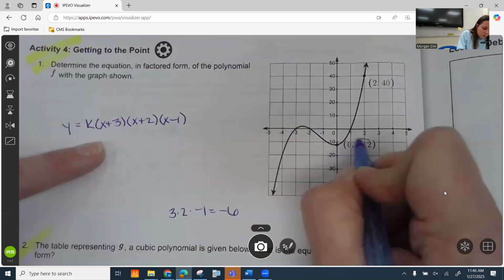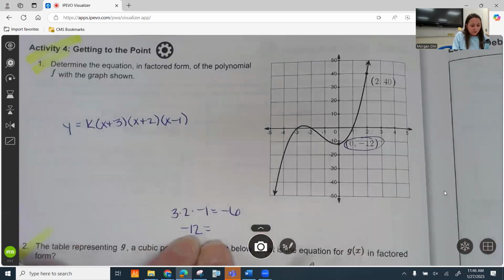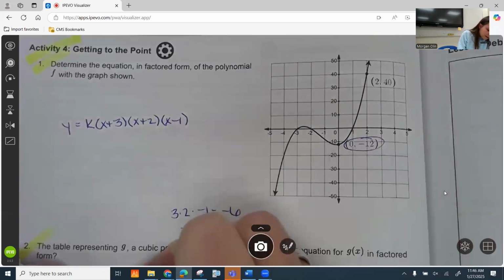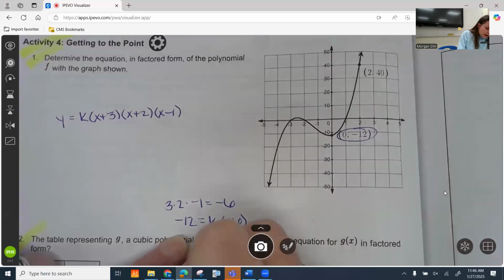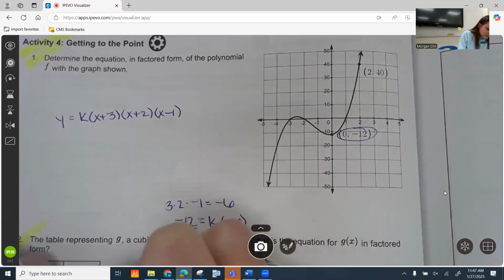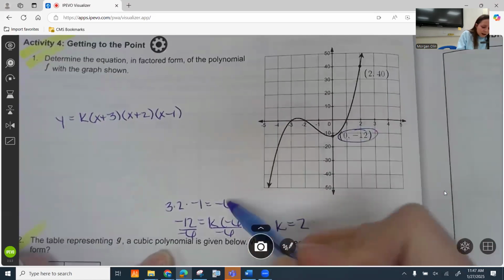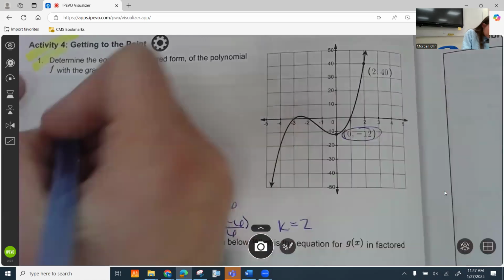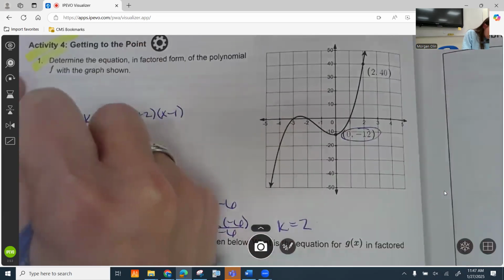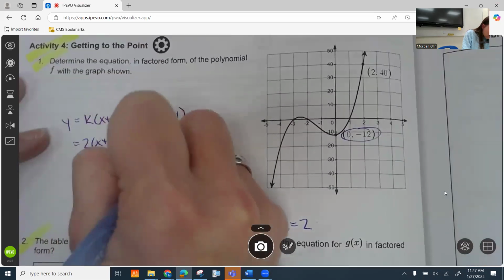All right. So here, what do I need to multiply -6 by? And notice where my y-intercept is. It's at -12. So put what it actually is by itself. We're multiplying the -6 by k. All right. If I divide by -6, I get k equaling 2. And think about it. 2 times -6 gives me -12. So this is our graph right here. So 2, x plus 3, x plus 2, and x minus 1.